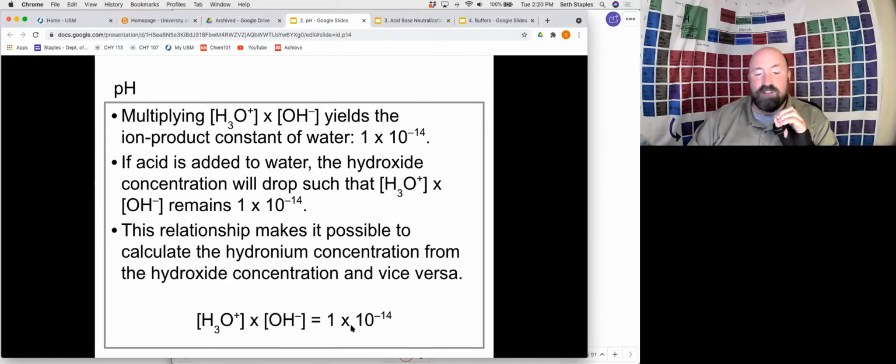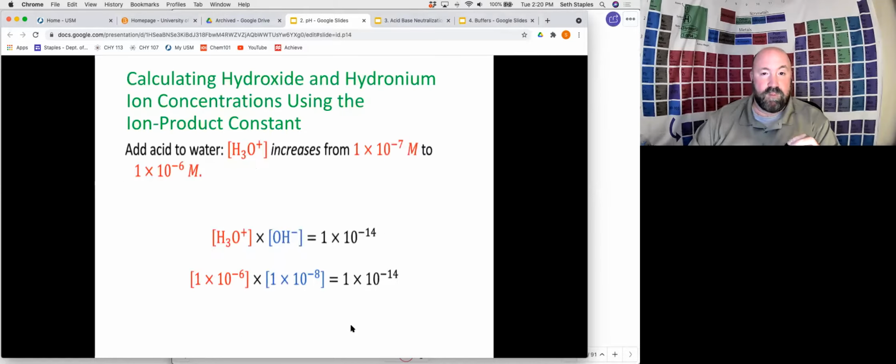This means that for any solution, if you know one of these, you can calculate the other pretty easily. So again, H3O plus concentration times OH minus concentration will always equal 1 times 10 to the negative 14th for any solution. And so we can use that.